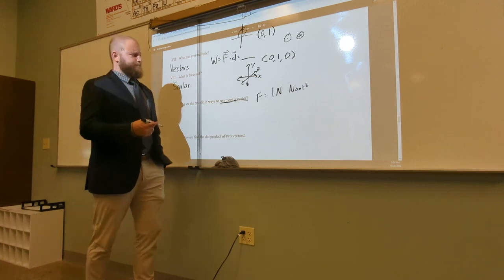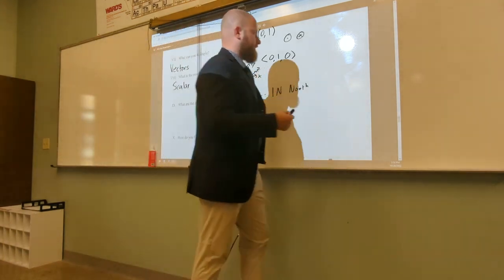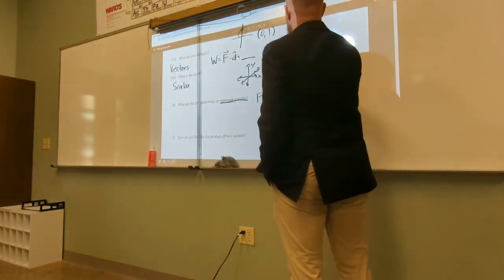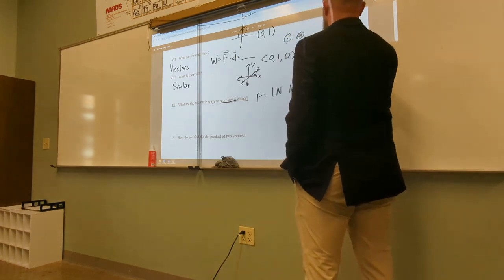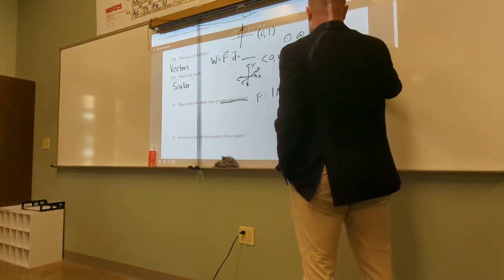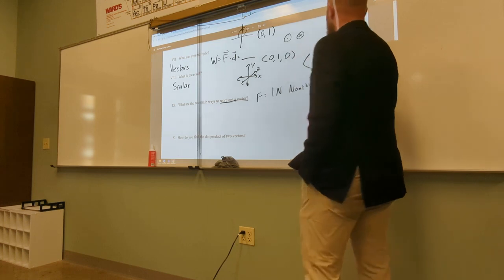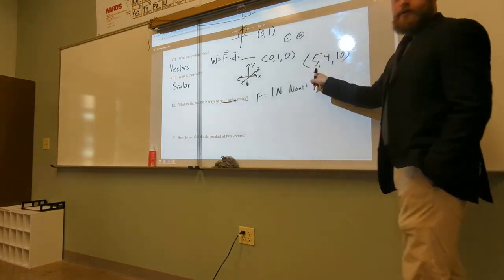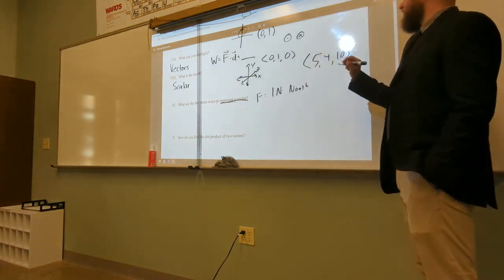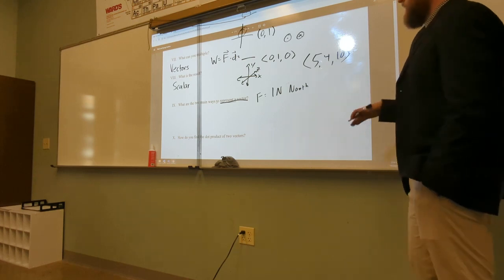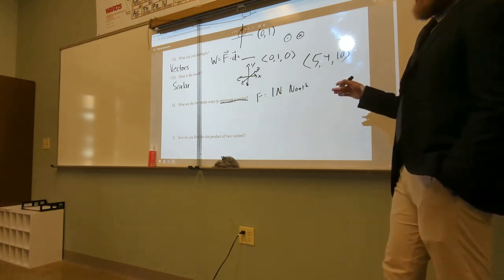Now, we could represent other vectors with this as well. So you could also do something like 5, 4, 10. So 5 in the x direction, 4 in the y direction, and 10 in the z direction. So that's one way we can represent vectors.